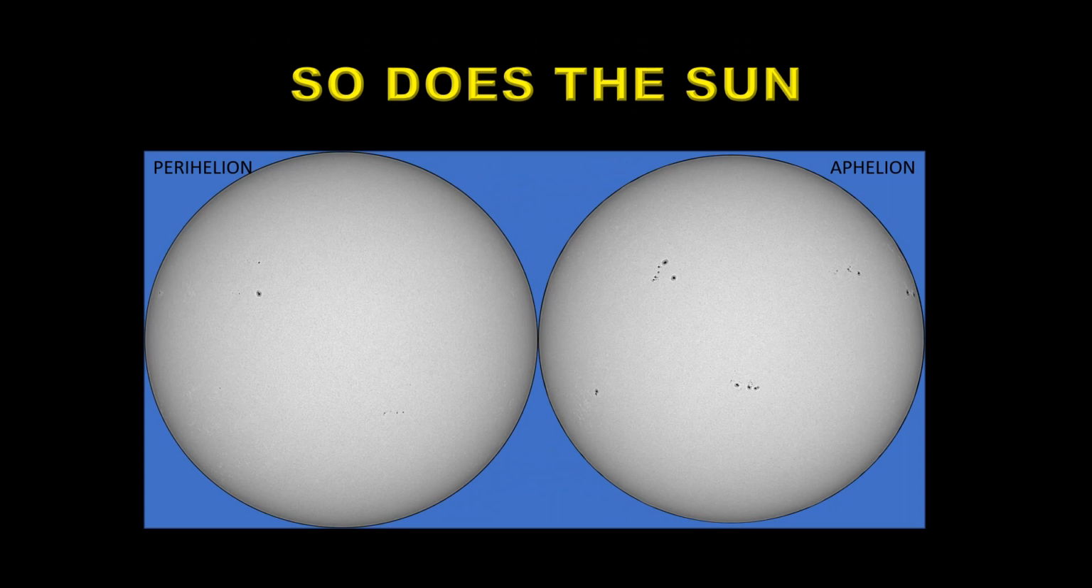To a lesser extent, the Sun does the same thing. Here is a picture of the Sun at perihelion and aphelion, and you can see that it's slightly larger. There's only a few arc seconds difference between the two of them, but it actually makes a difference.